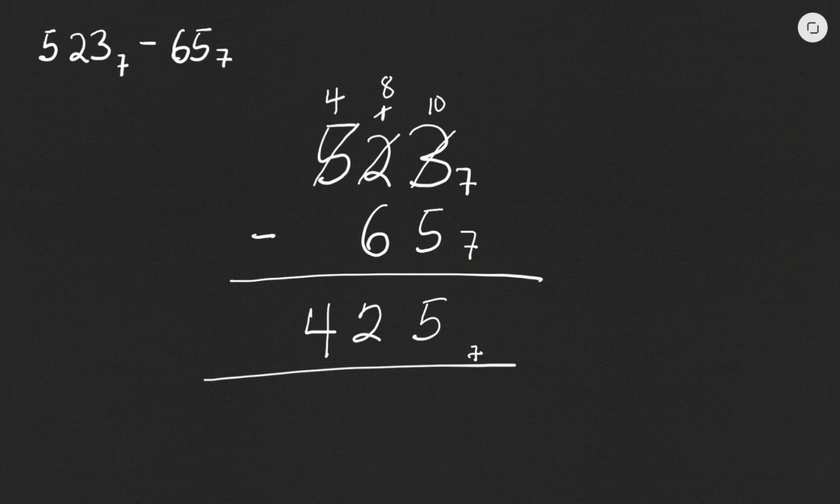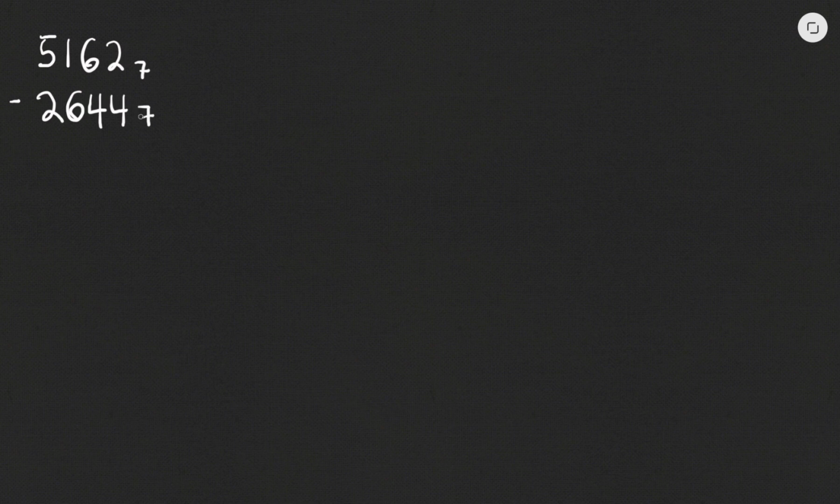All right, let's proceed to look at another example. So in this example, we were given 5162 in base 7, and they did the subtraction for us. So they have 2644 here, also in base 7, and we were told that the answer was 2 asterisk 15 base 7.